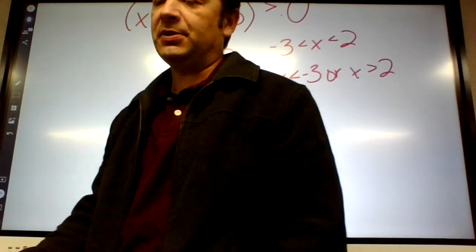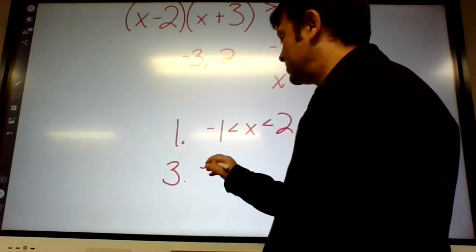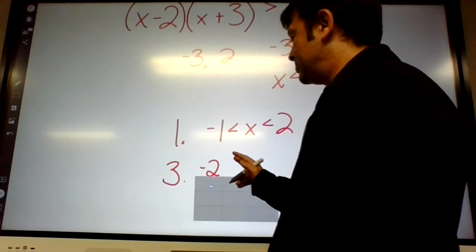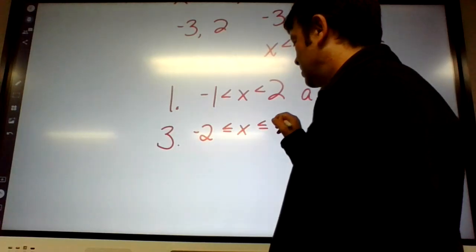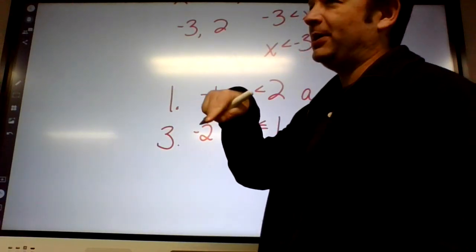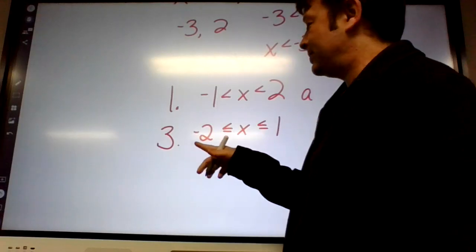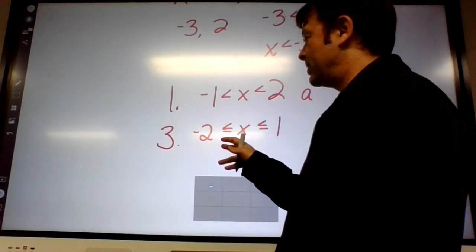Positive 1 and negative 2. It's a less than again. Less than or equal to, actually. So the negative 2 should come first because it's smaller. So the order matters. If it's between negative 2 and 1, it's got to be bigger than the negative 2 and smaller than the 1, right? Yeah, the order matters.